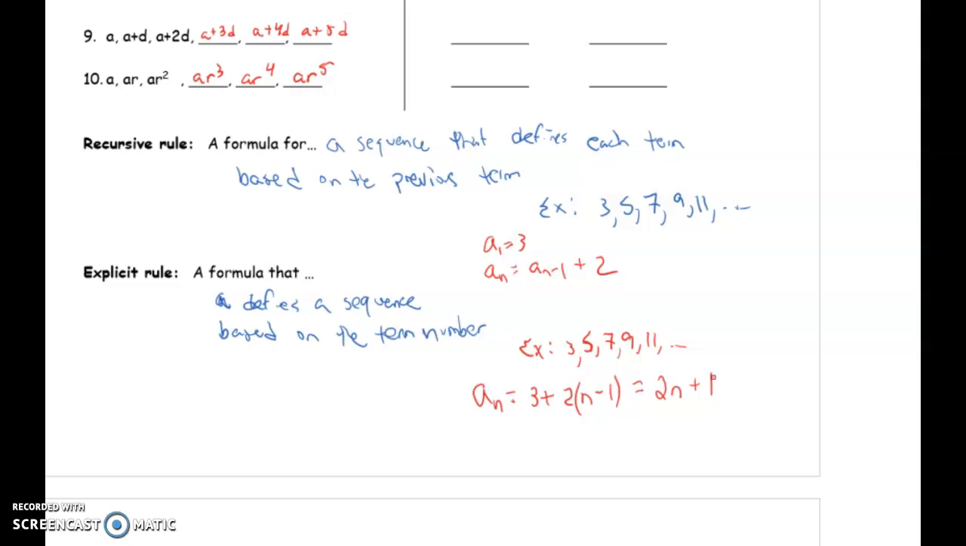See if you can go back for the sequences that are listed on this page. See if you can write some recursive rules, and then if you want to try some explicit rules, you can go ahead and do that, but I'll give you a chance to do some more of the explicit rules in just a few minutes. So go ahead and pause the video, see if you can write some recursive rules for some of the sequences listed here.